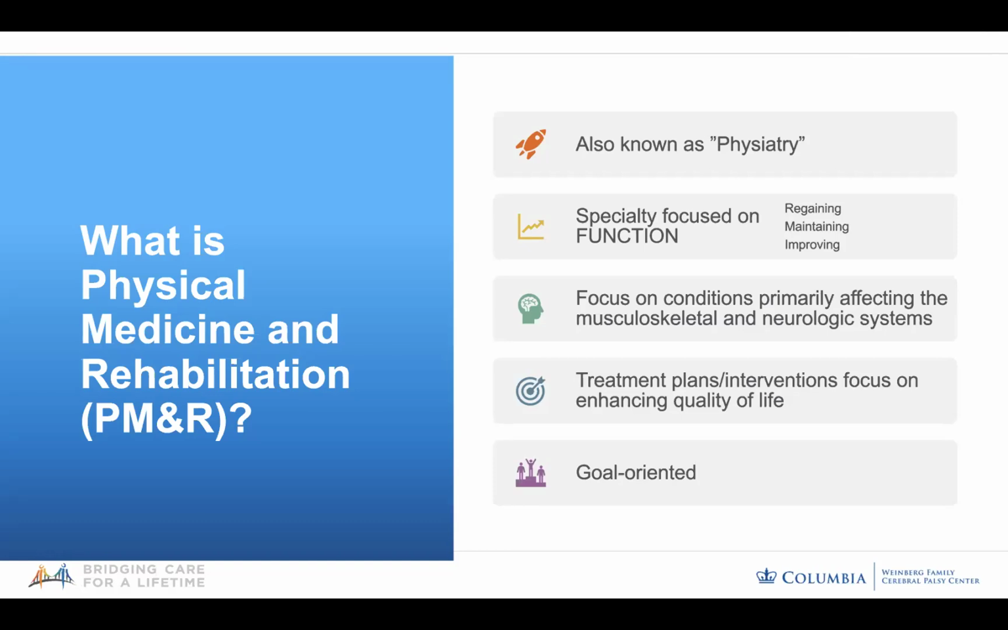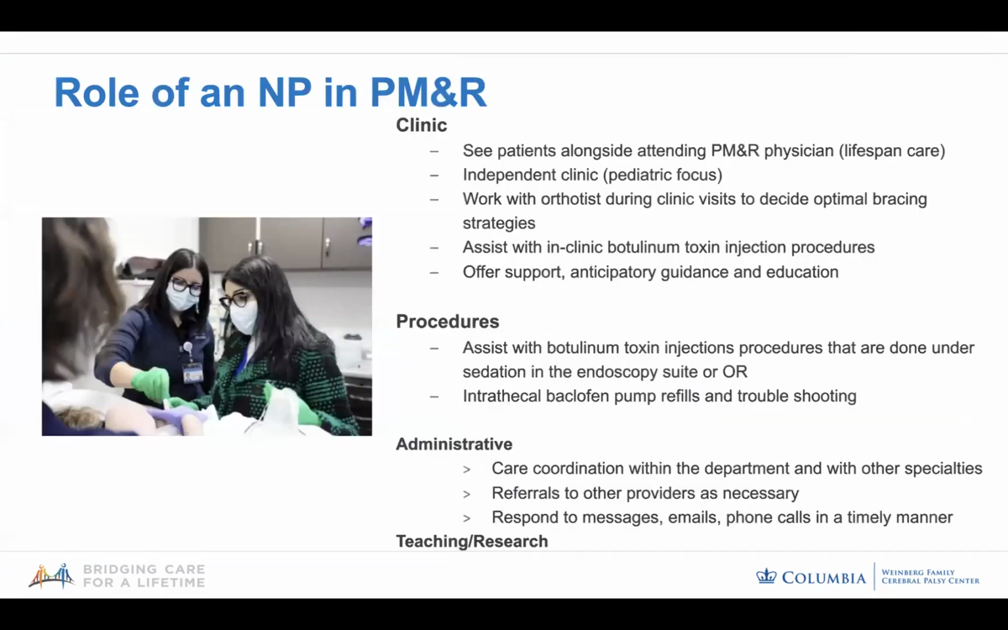And then our treatment plans and interventions focus on enhancing quality of life in whatever way that means for the patient and their families. And then we're very goal-oriented specialties, so we often have discussions about goals and whether they're achievable, how we can achieve them, and try to help patients come up with different goals if they don't have them when they come to us. We can go to the next slide.